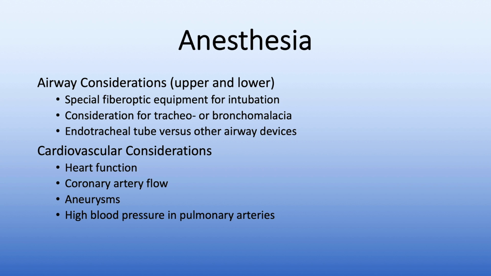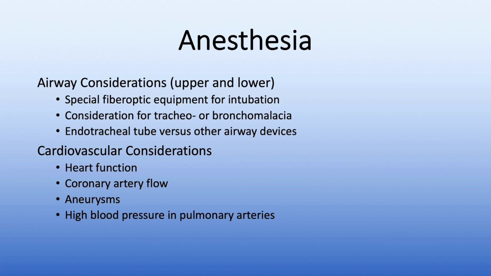So for anesthesia, we have the airway considerations, upper and lower, special fiber optic equipment we may need for putting a breathing tube in for intubation, considerations for tracheal or bronchomalacia, namely air trapping. Sometimes we don't really need a breathing tube. We can use other airway devices, such as laryngeal mask or just a mask case, or maybe we can just do sedation and let the patient have a nasal cannula while they're asleep and doing their own breathing. Often less is better.